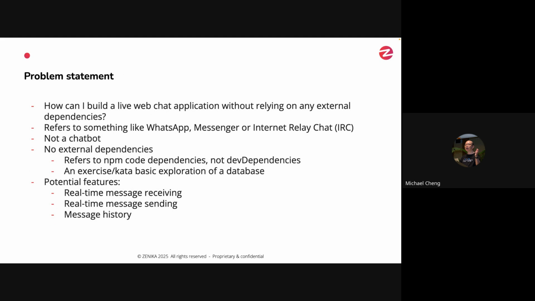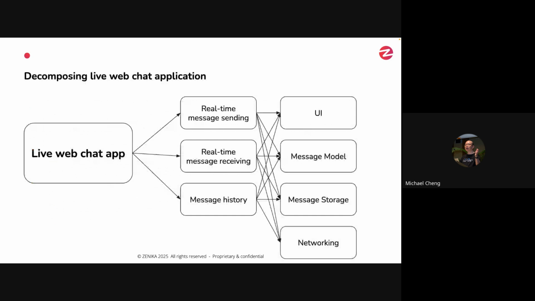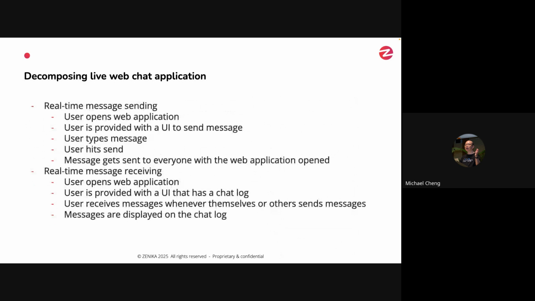So here are the 3 potential features, right? Real-time message receiving, real-time message sending, and message history. So we can decompose the problem, which is the live chat app, down into 3 sub-features: real-time message sending, real-time message receiving, and message history. And then we can further decompose them into specific parts, such as the UI, what the message model you're going to send is, how you're going to store the message, and how the networking is carried out, right? So we can decompose them down into sub-problems like this, right?